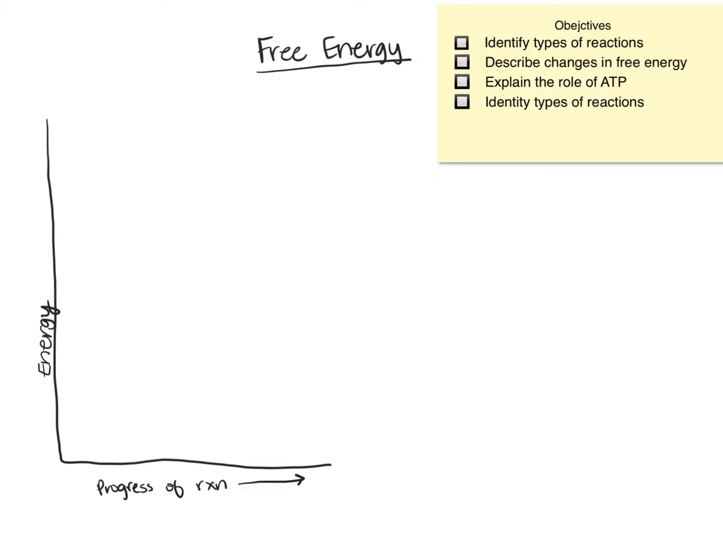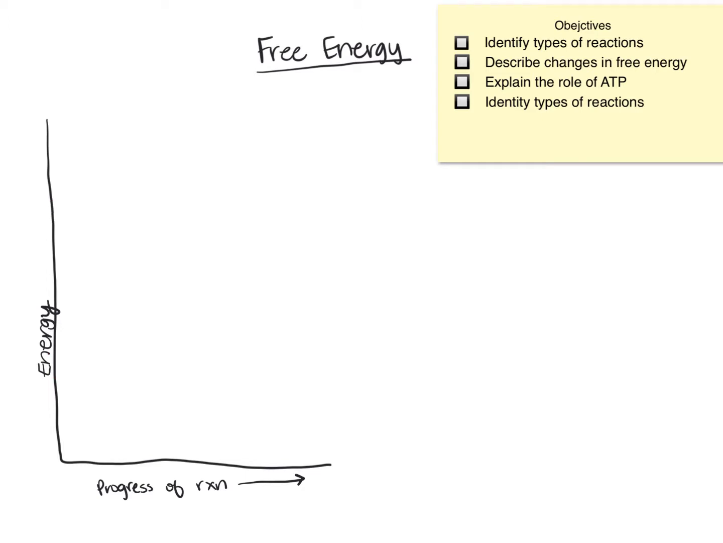In both of these concepts, we are going to be looking at how energy changes occur over the progress of a reaction. And we can compare these two types of reactions depending on whether or not the change in energy is positive or negative. So along my x-axis, I have the progress of the reaction, and along the y-axis, I have the amount of energy in the system.